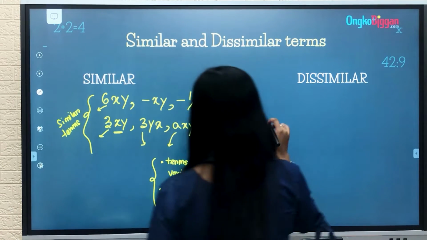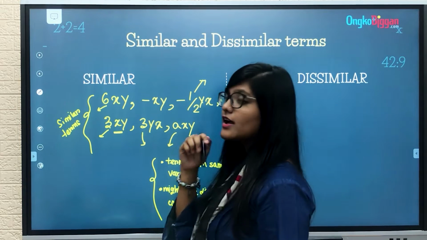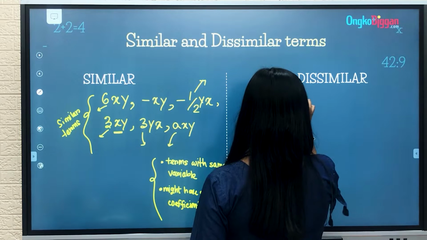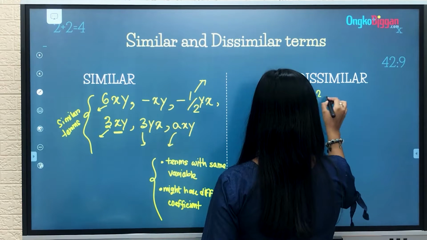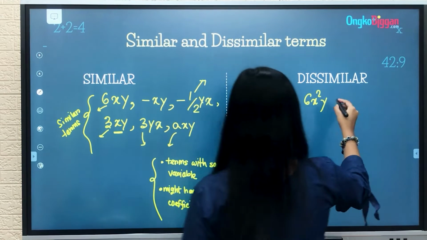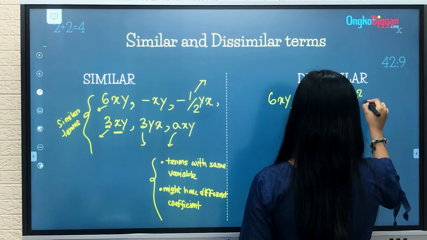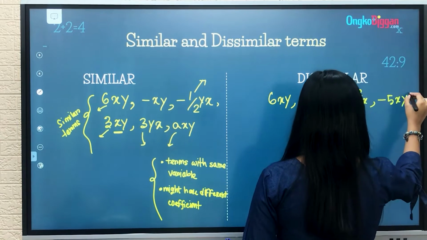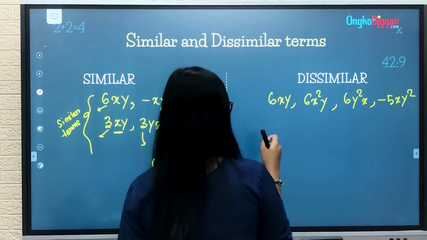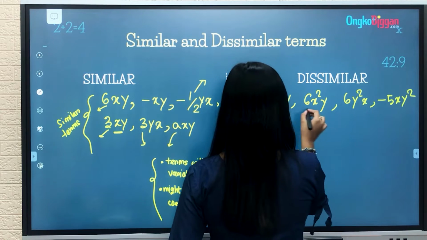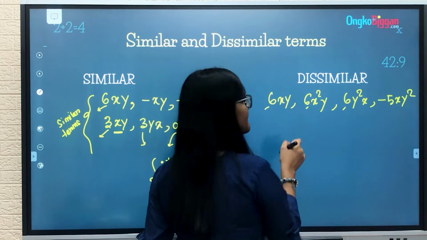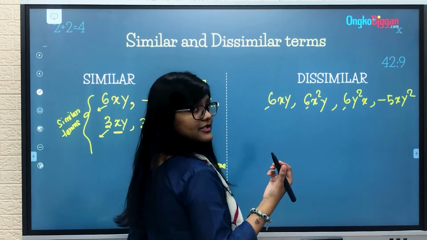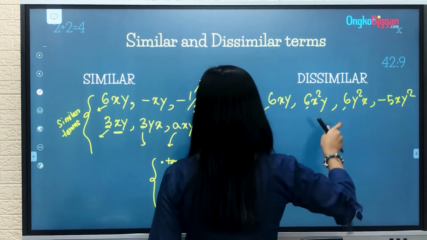But for dissimilar terms we have to have different variables, like 6y and 6x square y, both can't be the same. Again 6y square x minus 5xy square. Though our coefficient is the same for these three cases, the variable terms are not the same. So these are dissimilar terms, we can't add them.